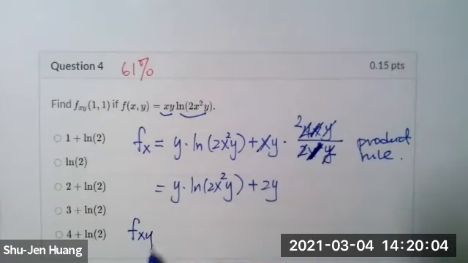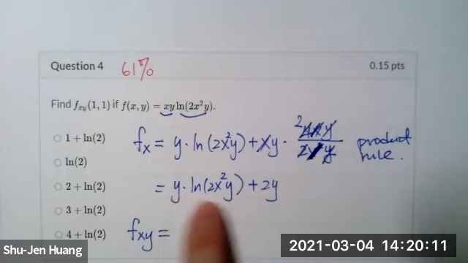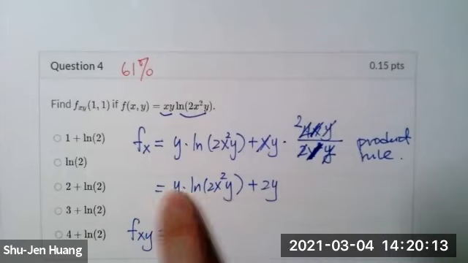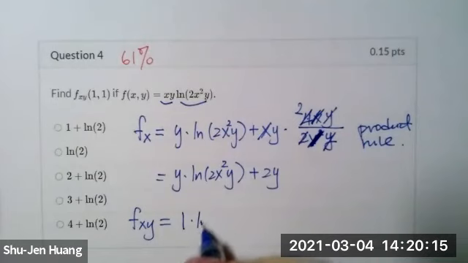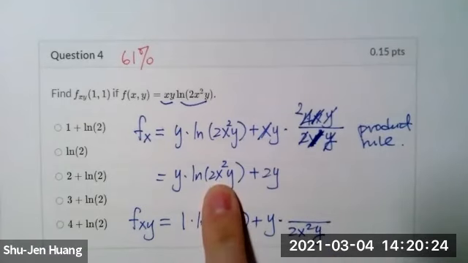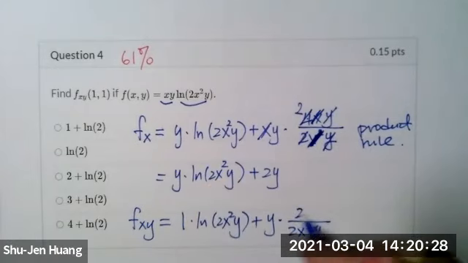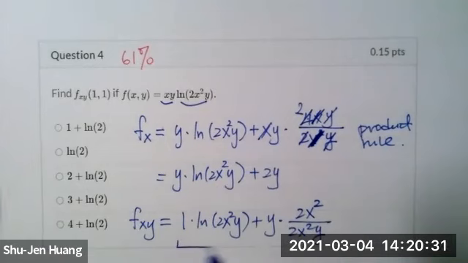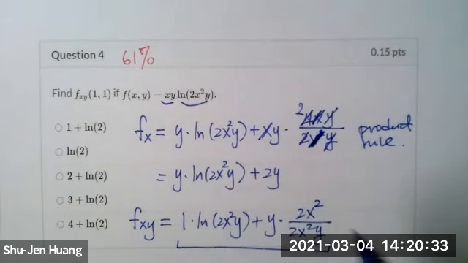Now we take the derivative one more time, this time with respect to y. The first term requires another product rule: 1 times ln, plus y times the derivative of ln, which is 1 over 2x squared y. This time, going inside, we take the derivative with respect to y, so we get 2x squared. That's another product rule here. Plus the derivative of 2y, which is 2.